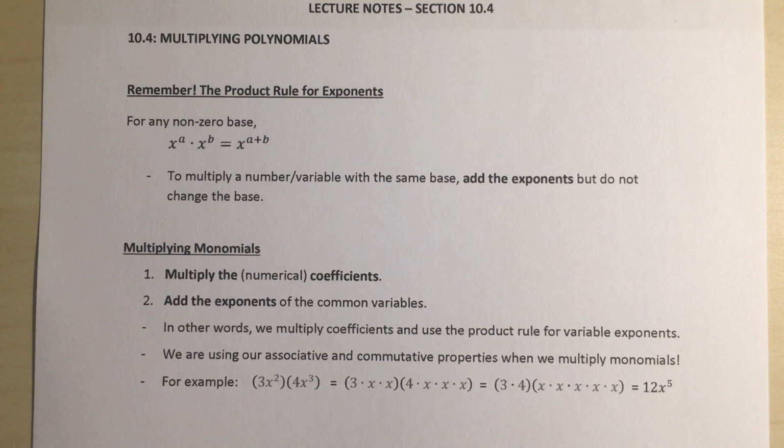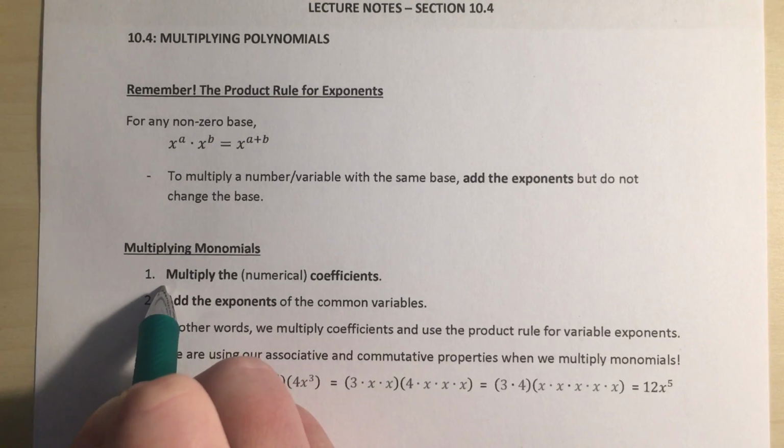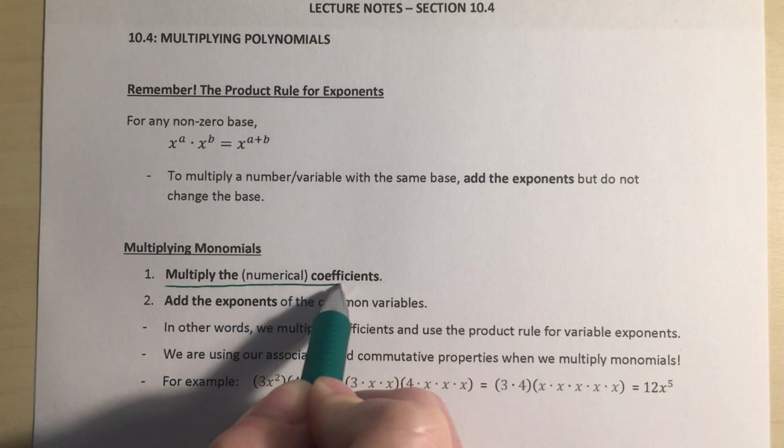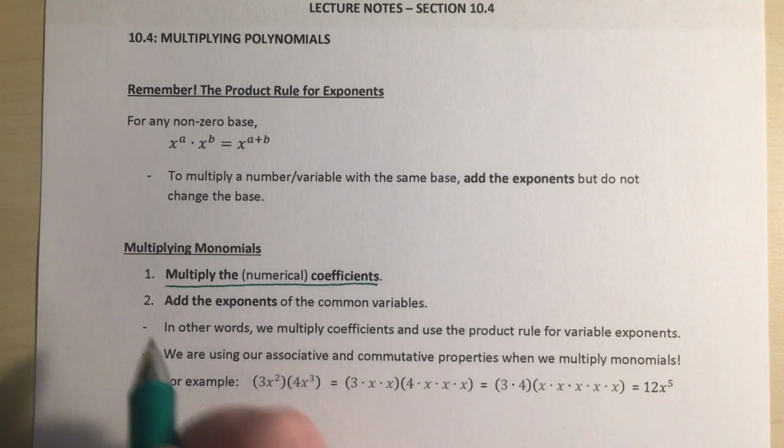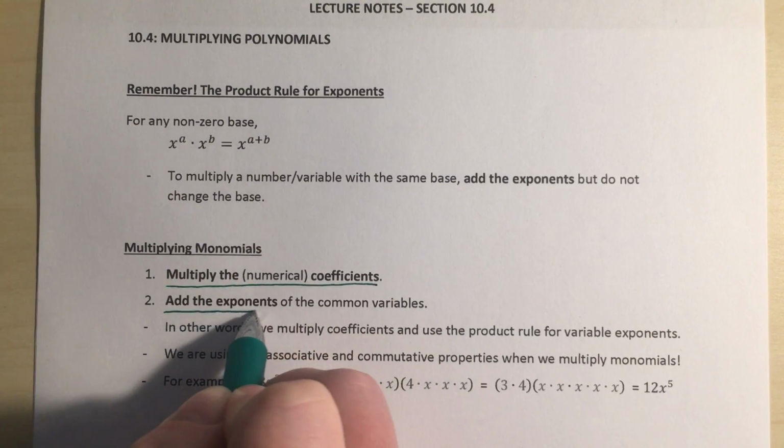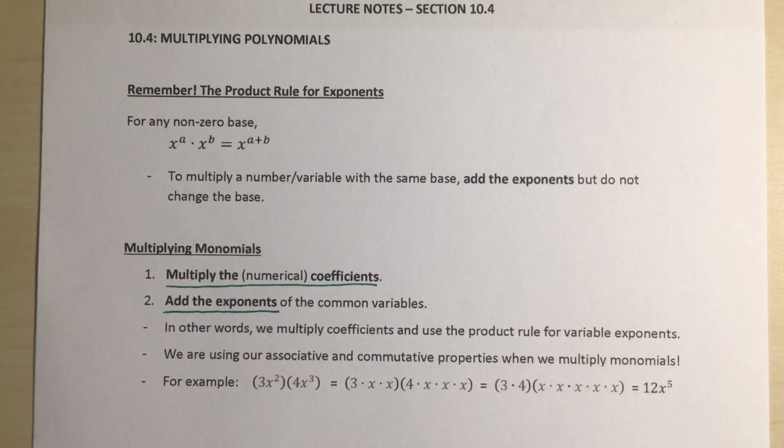So as we're going through this, what we're going to do is we're going to multiply our numerical coefficients out front, and then we are going to add the exponents of the common variables. Right? So as we're going through these, again, we're thinking about this as multiplying our coefficients, and then we're going to use that product rule to add those exponents. So there's just a little example that's illustrated here.